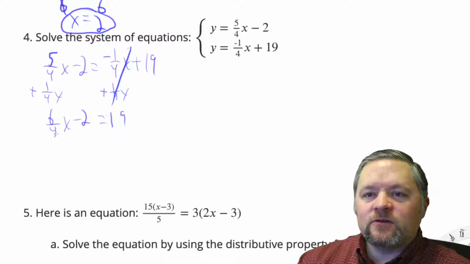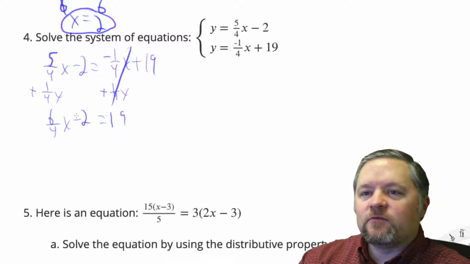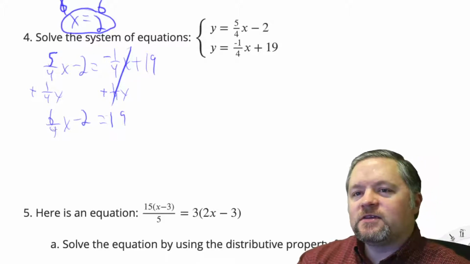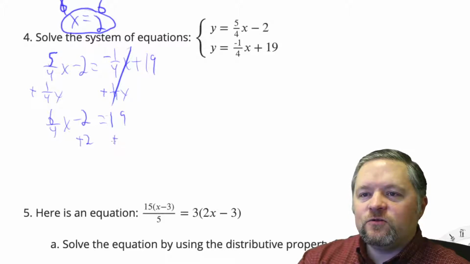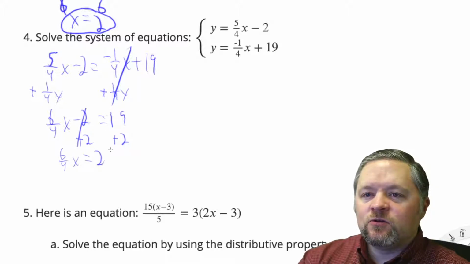Now, what do we do? We've got to get rid of the 2 because we've got all the x's on the left, so we want all the numbers on the right. Add 2 to each side. Those will cancel. 6/4 x equals 21.